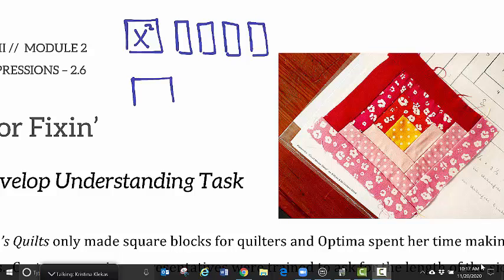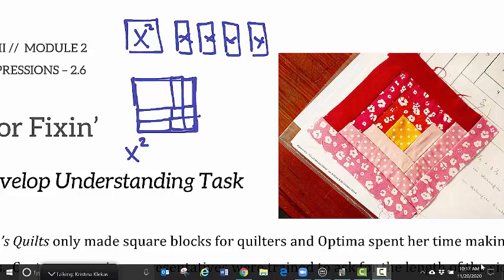So we'd say, well, x squared, we'll put 2 on this side, 2 on this side, 2 x's on this side, and then figure out that we need 4 1s to be in the middle to make a square quilt. And so we were dealing with square quilts. For example, this one would be x squared plus 4x plus 4. But now Optima is interested in making quilts that are not square.